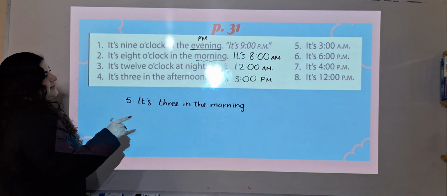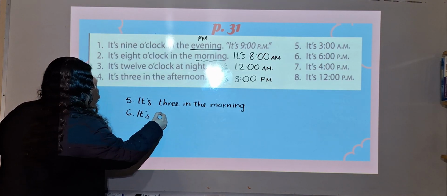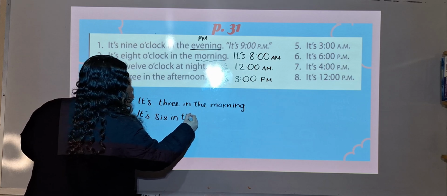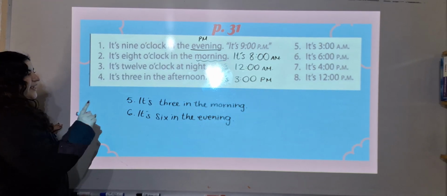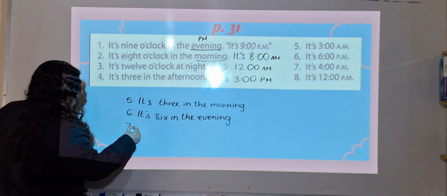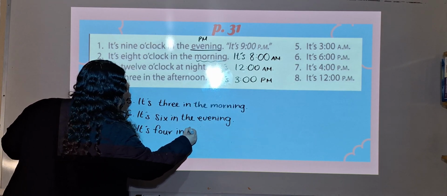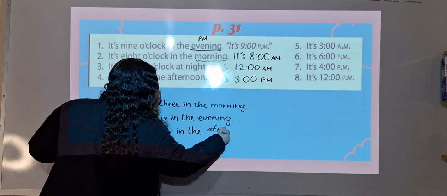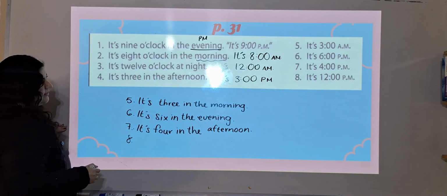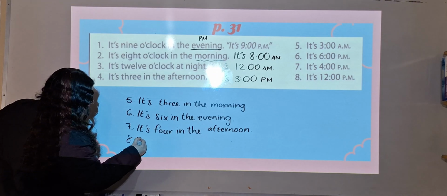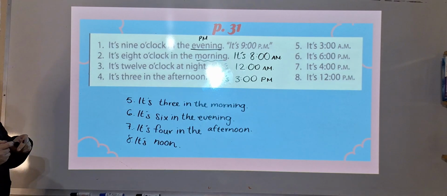In number 6, it says it's 6 p.m. Here we can say that it's 6 in the evening. In number 7, we have it's 4 p.m., which indicates that it's 4 in the afternoon. After that, we have number 8, which says it's 12 p.m., which means that it's noon. And that was our page number 31.